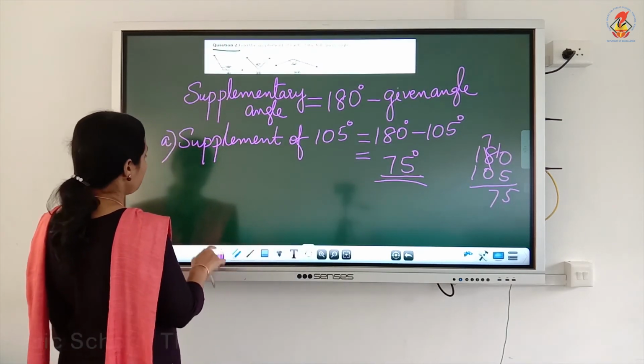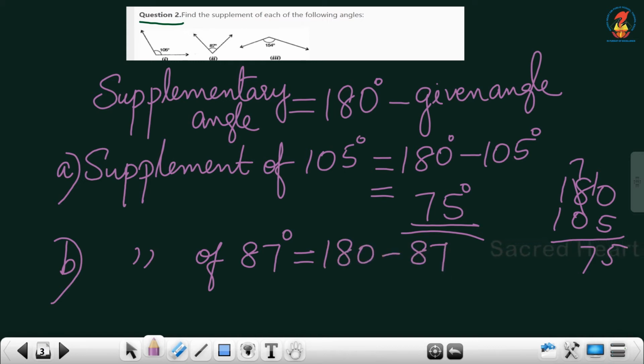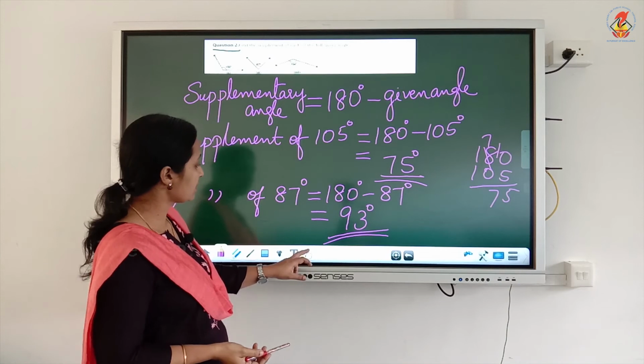Move to the next question. B question: supplement of 87 degrees. What is the supplement of 87 degrees and how will we find it out? 180 minus 87. Do the subtraction. What answer will you get? 93 degrees. So what you can say here? 93 degrees is a supplement of 87 degrees, or 87 degrees is a supplement of 93 degrees. Is it clear? Now move to the last question.